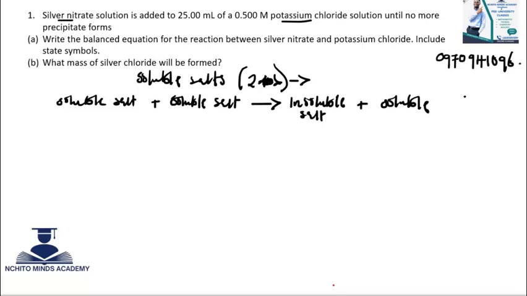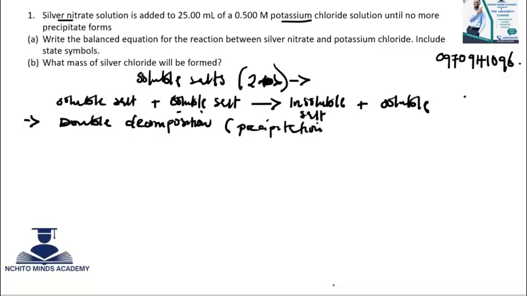This type of reaction is known as double decomposition. Double decomposition reaction, or in other words, it's the same as a precipitation reaction. This is the case where the precipitate is formed. So now, what do we have in this context?